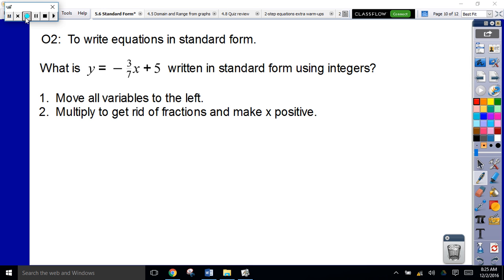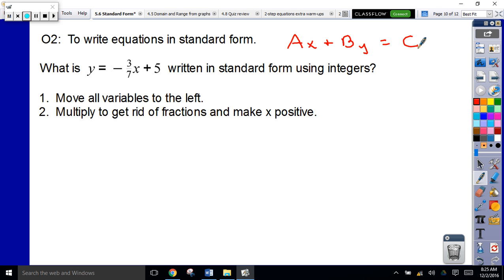In order to do that, first of all, we need all of our variables on the left, because remember, standard form is ax plus by equals c. So our x and y are both on the left when we're in standard form. So that's the first step, is just get them all over to the left.